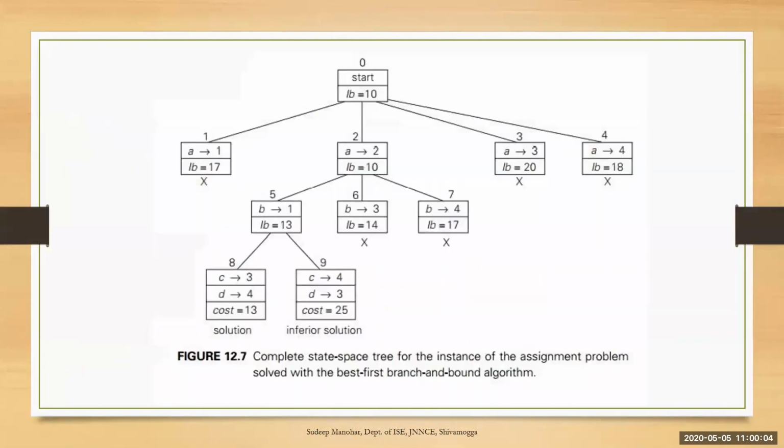Next. This is how a state space tree looks. We'll show how to solve this. Just have a look at this tree. The root node starts from 0, and every level corresponds to each person in the table. This is person A. Person A is allotted job number 1, job number 2, job number 3, as well as job number 4. So the first level corresponds to person A. The second level corresponds to person B. The third level corresponds to person C, and the fourth level corresponds to person D.